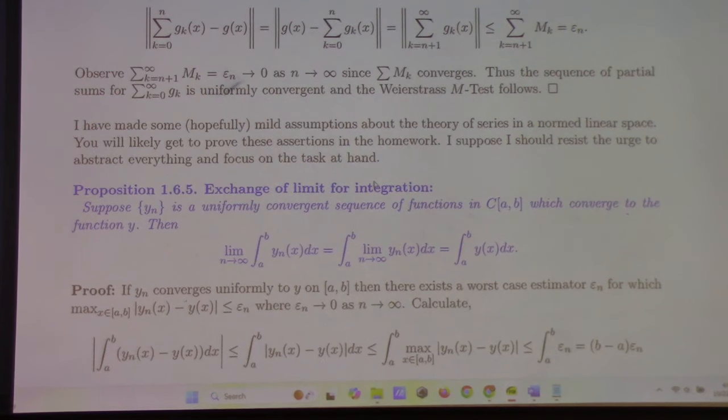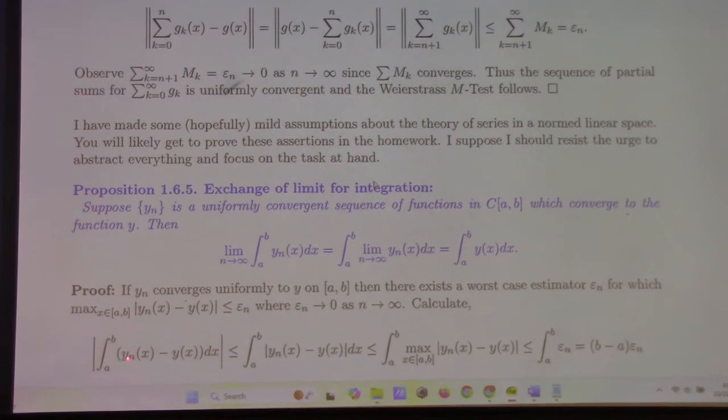That much is true. So if we have a uniformly convergent sequence of functions on the closed interval [a,b], that means we have a worst case estimator epsilon n for this. This is, of course, the norm of y_n minus y in there. That has to go to 0 as n goes to infinity. So we can calculate the absolute value of the integral of the difference, right?